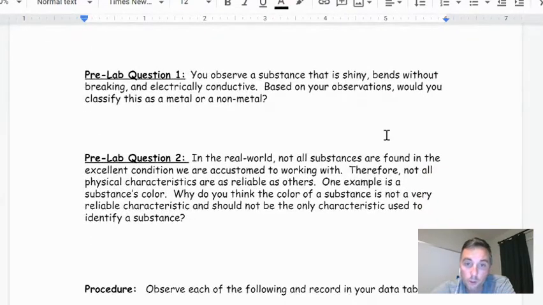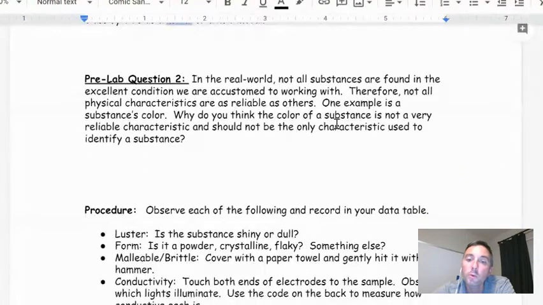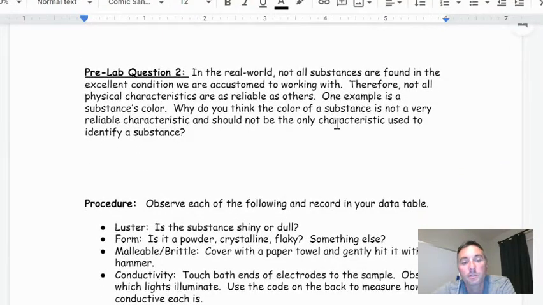So you observe that a substance is shiny, bends without breaking, and is electrically conductive. Based on your observations, would you classify this as a metal or a nonmetal? So it's shiny, okay, it's metal, bends without breaking, metal, and electrically conductive. I think I'm going to classify this one as a metal. Doesn't even ask me why. We're just checking off the little observations here. Perfect.